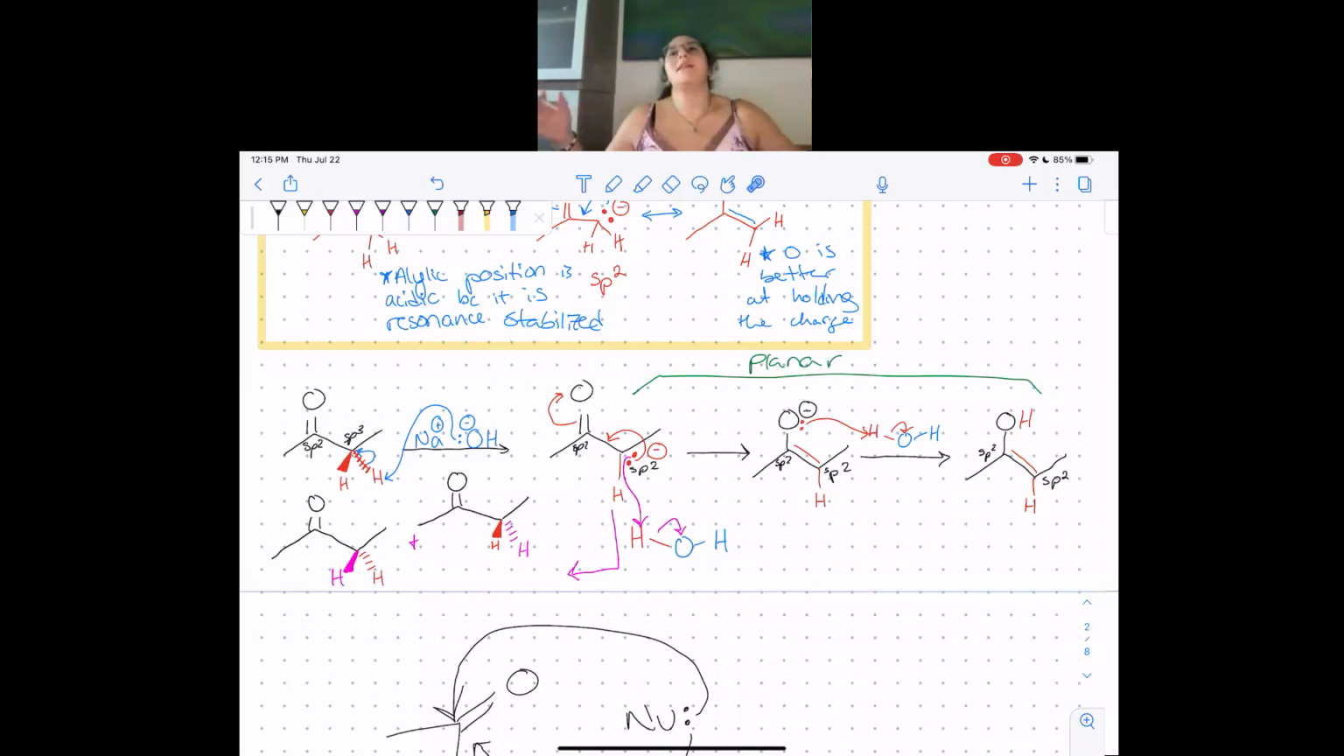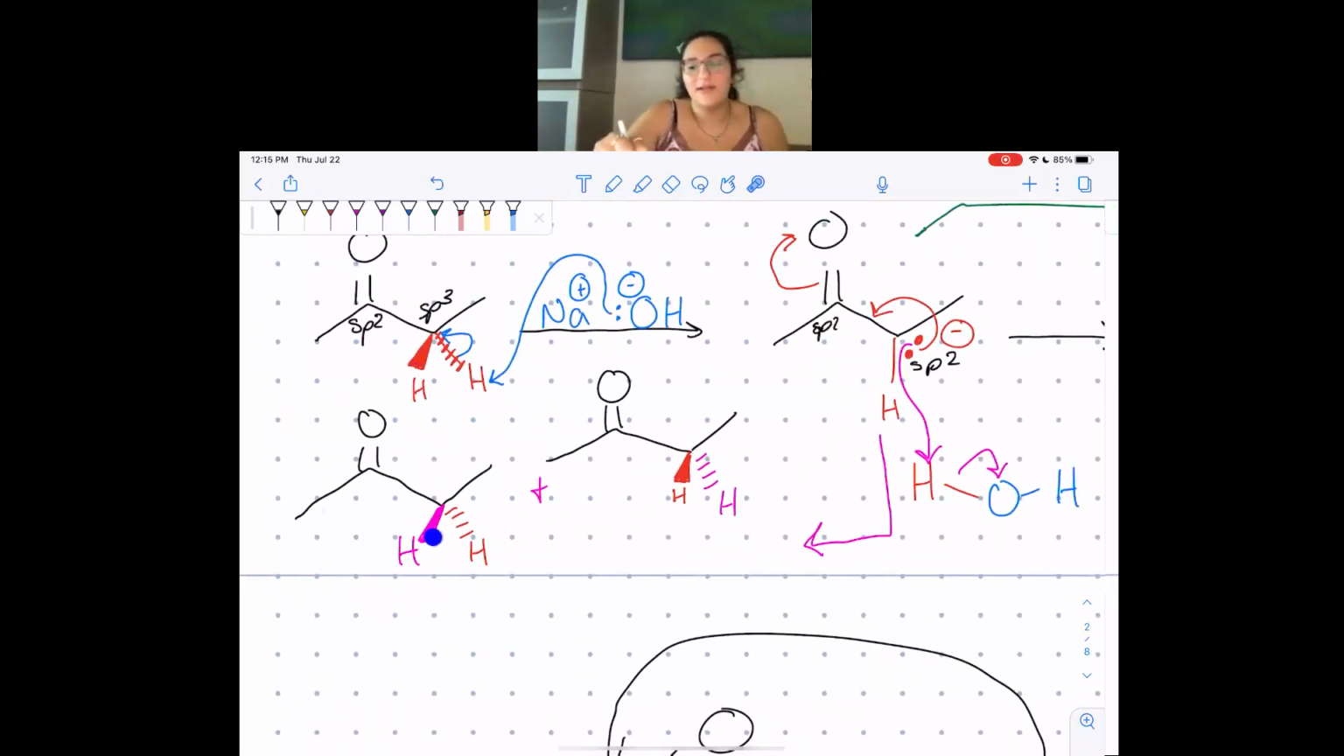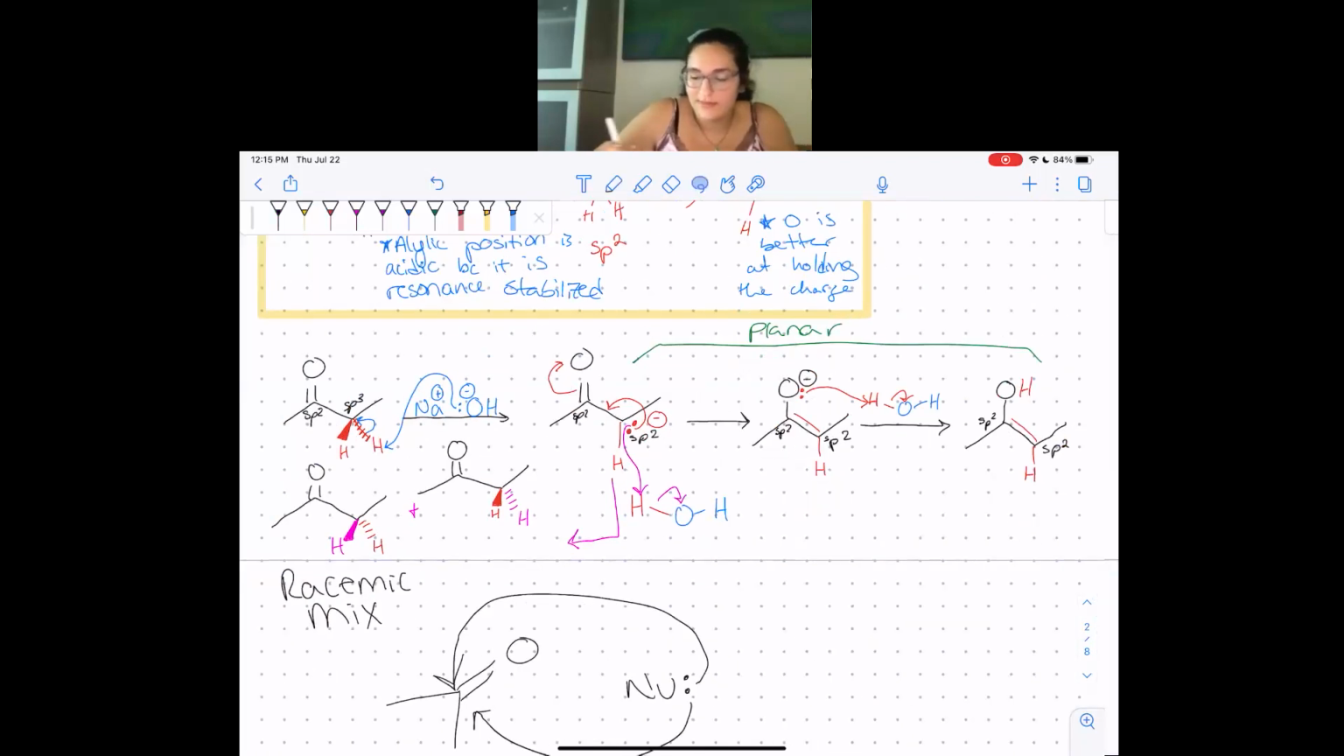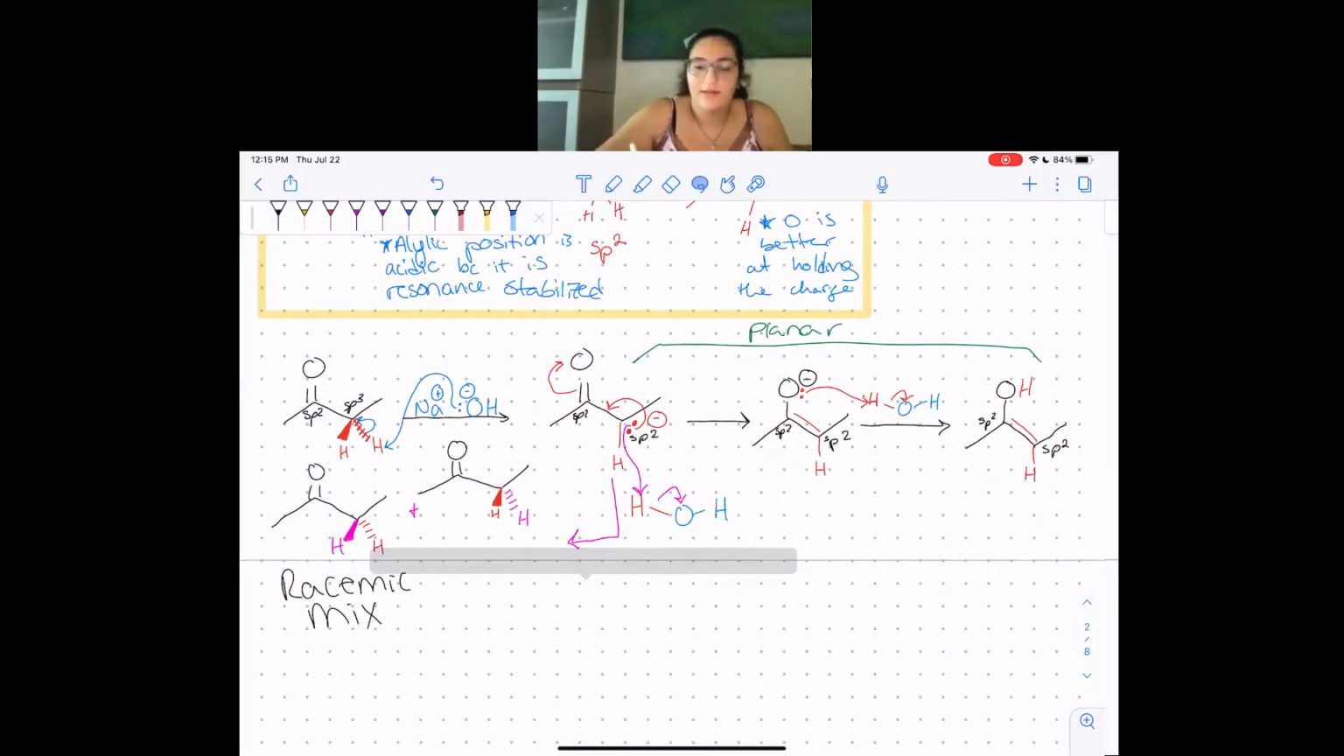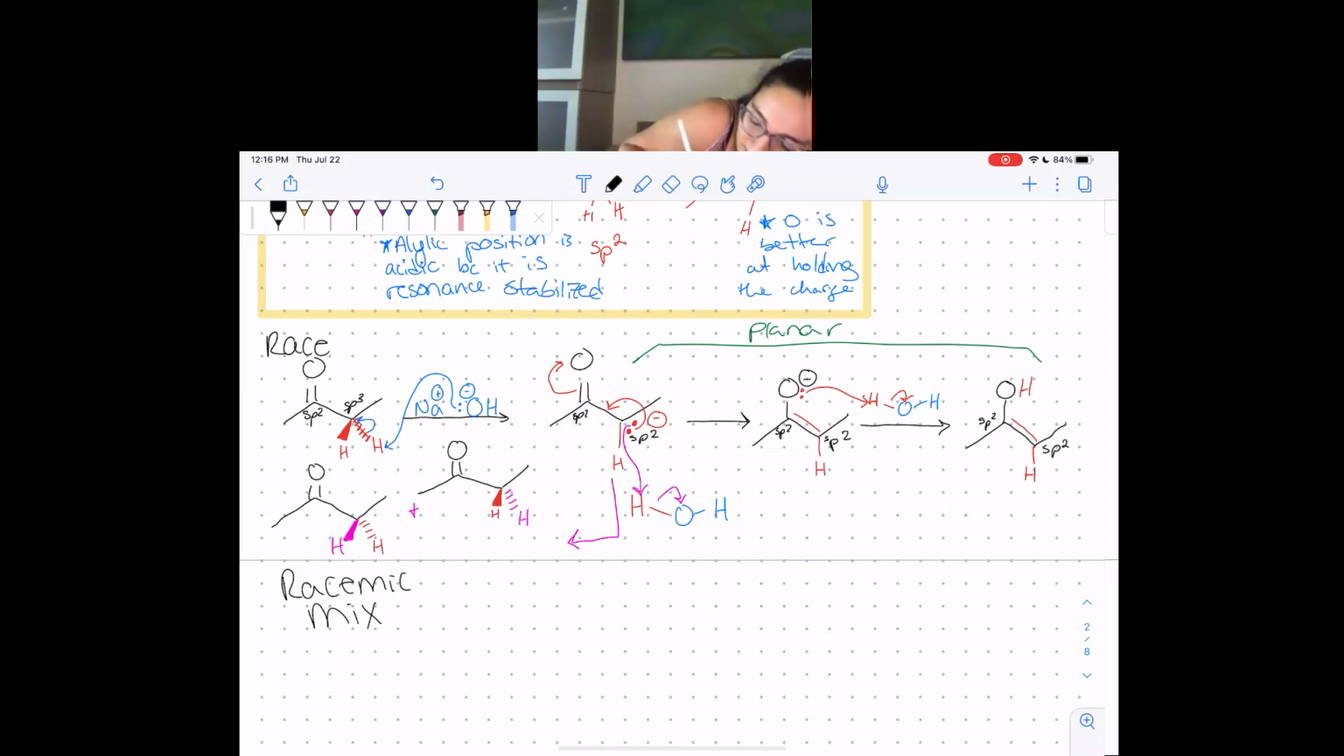So all of this setup, all of this stuff is to say we have equal amounts of this isomer and equal amounts of this isomer. So we could call this a what kind of mixture? Racemic, yay! So we're going to call this a racemic mix. So let me delete this. So since we can form a racemic mix, we're going to call this a racemization.